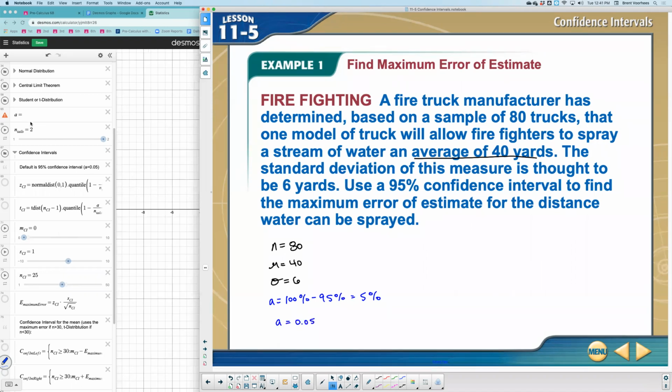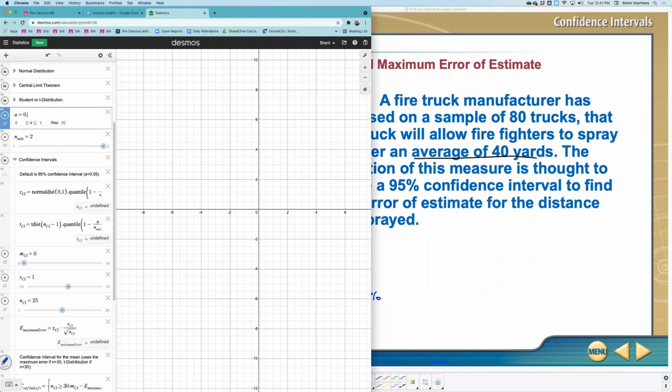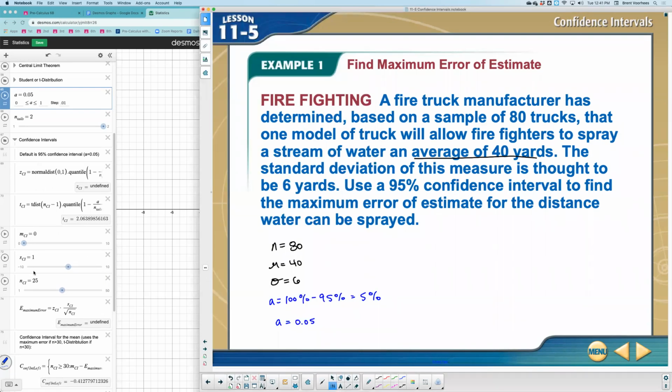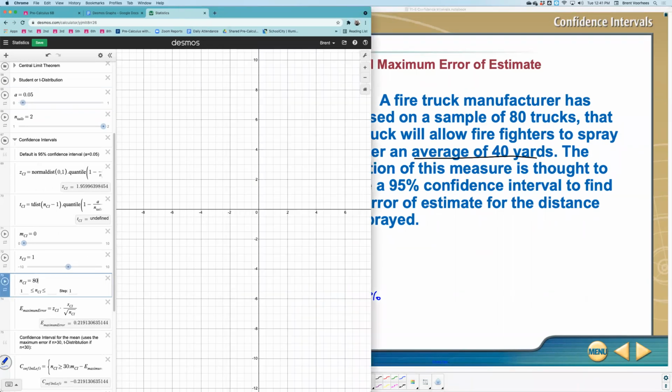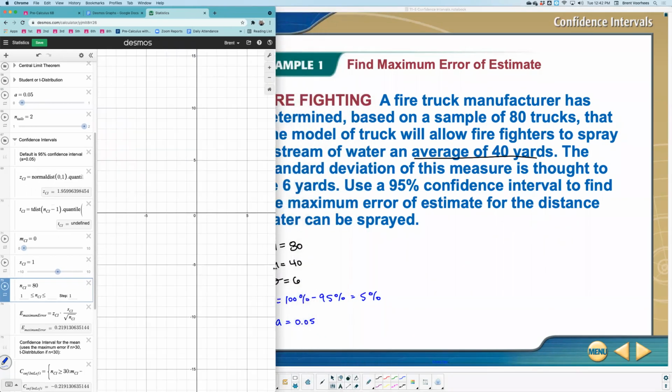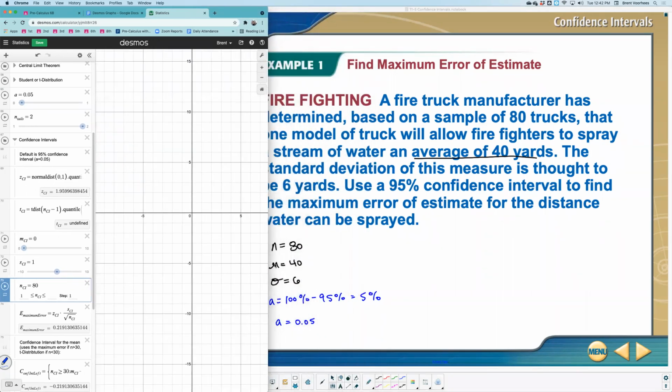So that's what I'm going to do here, 0.05. And the tails, we'll get into that, but for now, just leave it at 2. And so what's going to happen here, let me plug these other values in. We have 80 samples. And let me just shrink that just a bit here. And there's our mean, which is 40, and the standard deviation is 6.